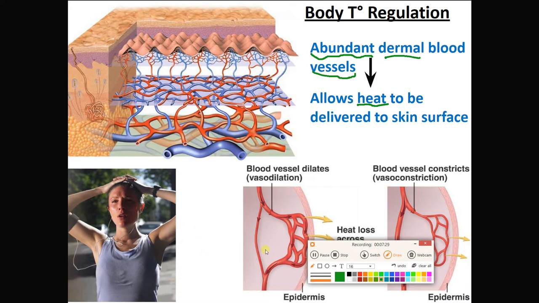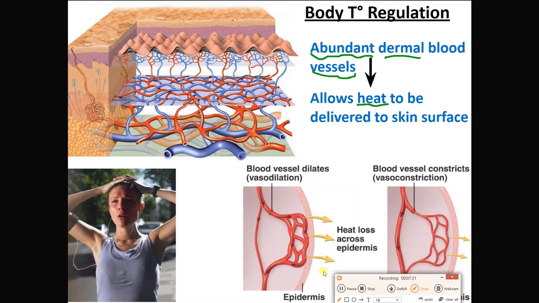Her face is flushed because the blood vessels in her face, in the dermis there, are dilating. They're doing some vasodilation where the blood vessels open up. And when they open up, blood rushes in. When blood rushes in, it brings heat. And when you bring heat that close to the surface, that heat can radiate away.